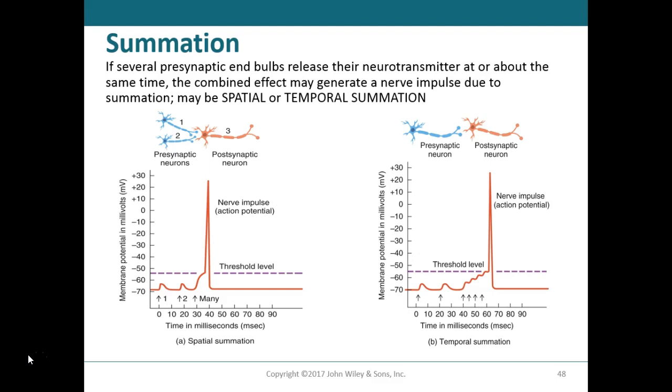In B, temporal summation occurs when stimuli are applied to the same axon in rapid succession. It's causing overlapping excitatory postsynaptic potentials that sum. So when depolarization reaches the threshold level, a nerve impulse is fired. So during summation, it's taking more than one stimulus to cause that firing of an action potential.